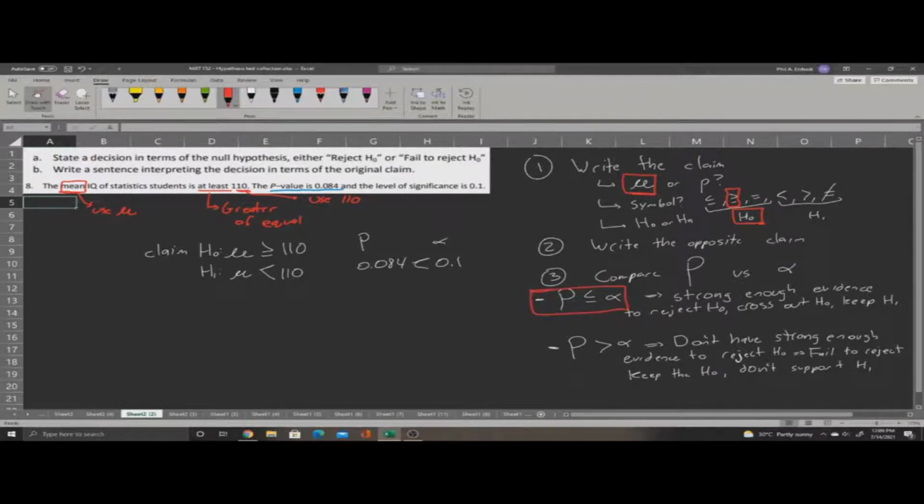If big P is less than alpha, that means we have strong enough evidence to reject the null and cross it out. So let's cross out the null hypothesis and box in the alternate because that's the only one left. So, in rejecting the null, we've also rejected the claim.